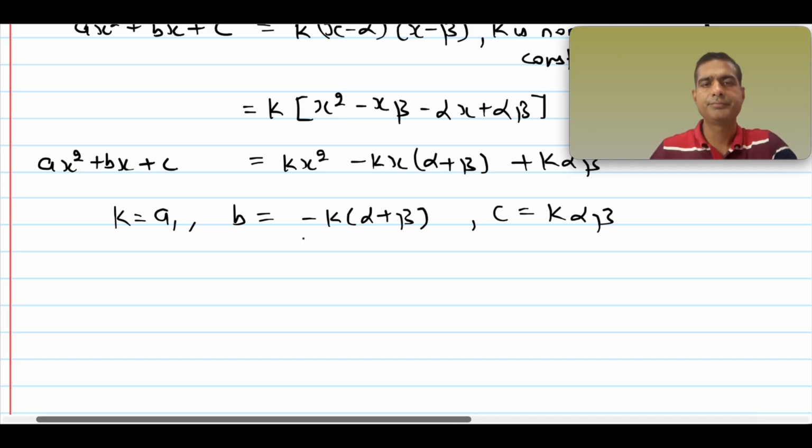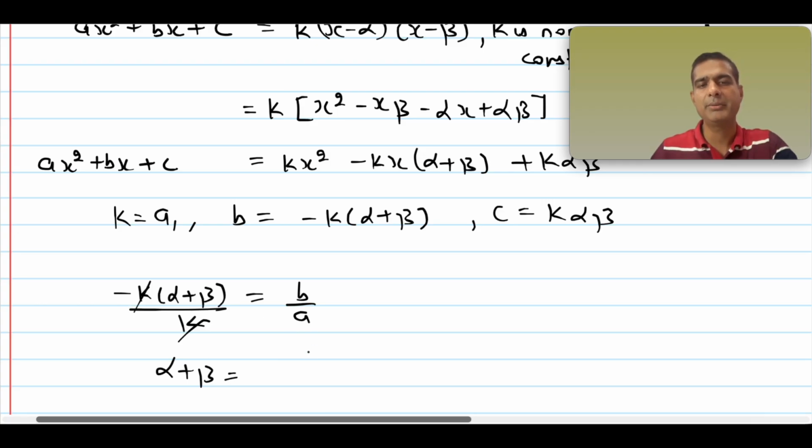So from here, if I divide the first two things, negative k times (alpha plus beta) divided by k, I will be getting b by a. So from here, k will be cancelled out, and I will be getting alpha plus beta is equal to, we can multiply by negative sign on both the sides, so we will be getting negative b by a. Similarly, if I divide k alpha beta by k, I will be getting k alpha beta is c and k is a. So k will cancel out, so we will be getting alpha into beta is equal to c by a.